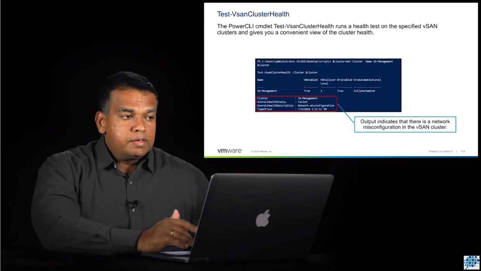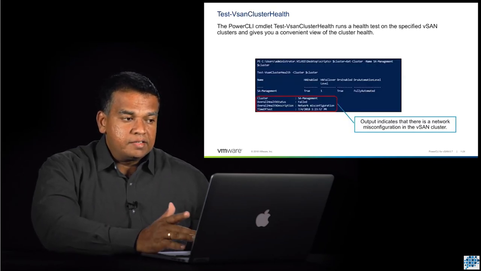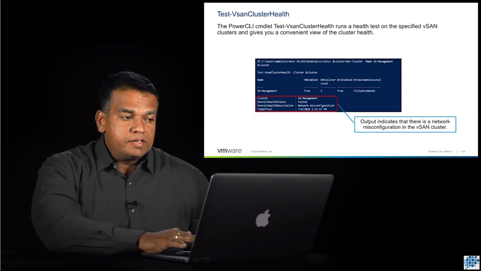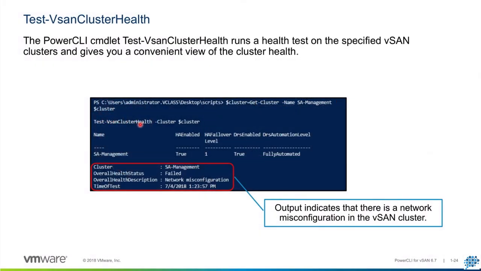So to do the Test-VsanClusterHealth, it is relatively simple. You just run this command, Test-VsanClusterHealth, and as a parameter you pass in the cluster object. Since I am running this command without any other parameters, it is giving me a very brief description about the health of the cluster. So if you look here, it says the name of the cluster, overall health status is failed, and overall health description is network misconfiguration.